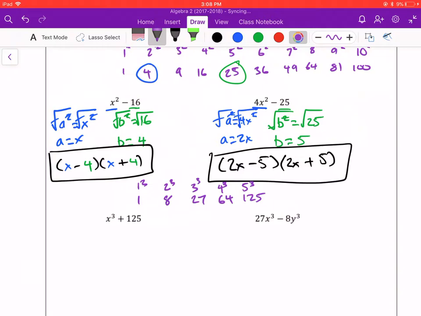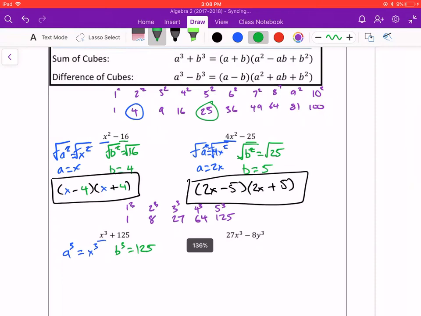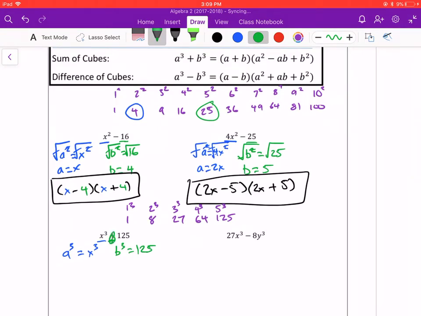They're perfect cubes. So here, I have x cubed plus 125. That means your a is your first term. A cubed is equal to x cubed. B cubed would be equal to 125. Now look back at your prompt: sum of cubes or difference of cubes. We know we're adding here, so we're taking the sum of cubes.